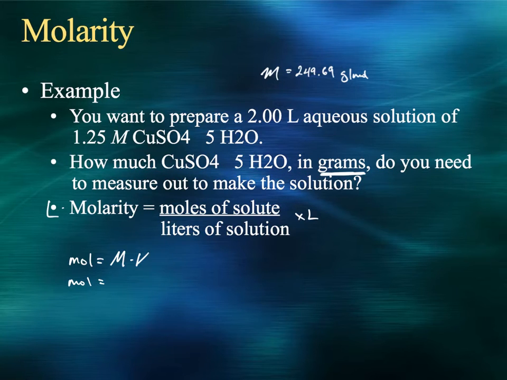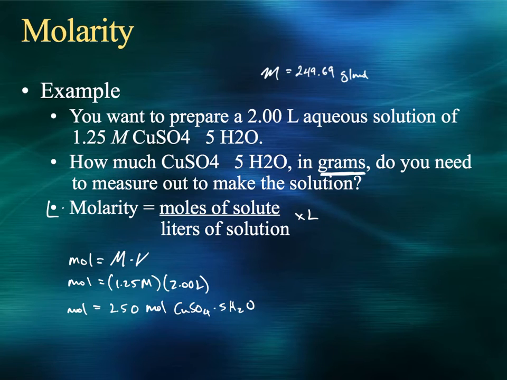Let's see if I can get this calculator to work. Here we go. 1.25 molar times 2 liters. The number of moles here is going to equal, this is easy enough, 2.50 with 3 significant figures, moles of CuSO4·5H2O.